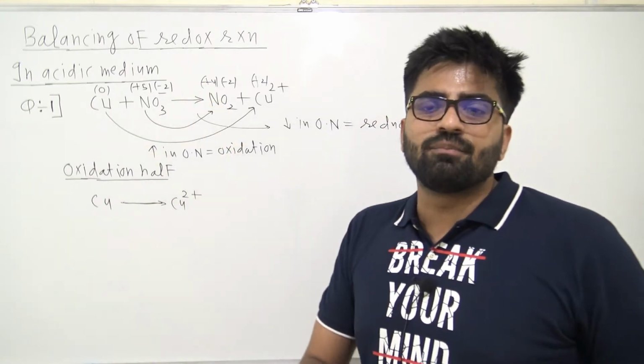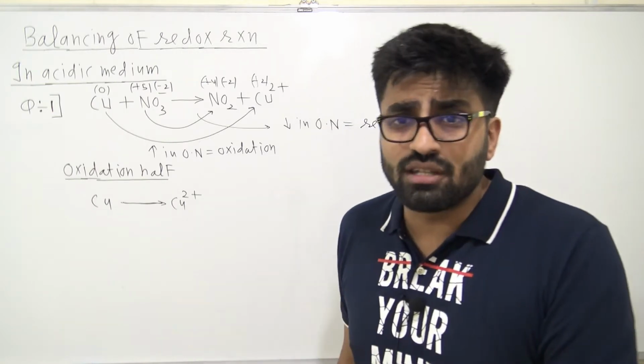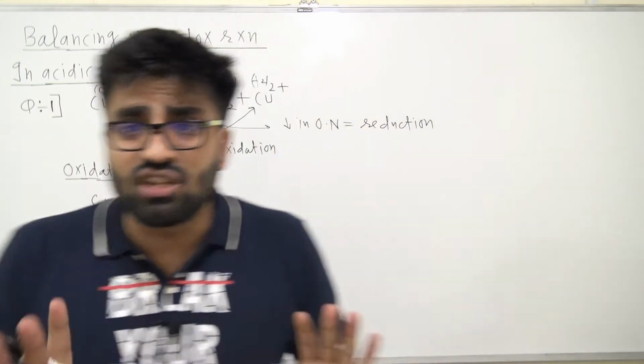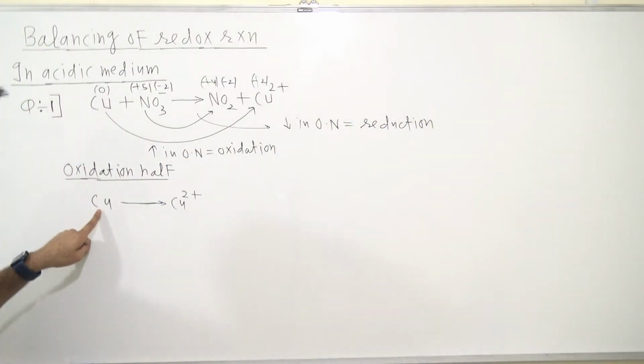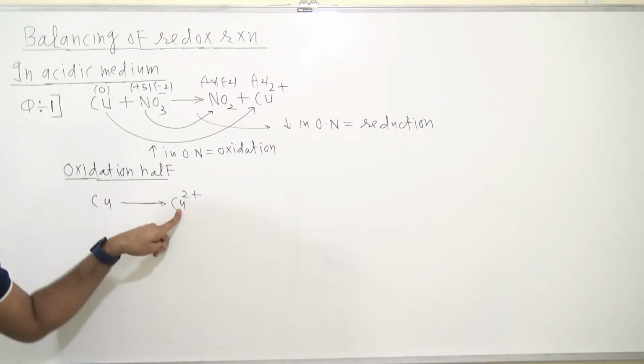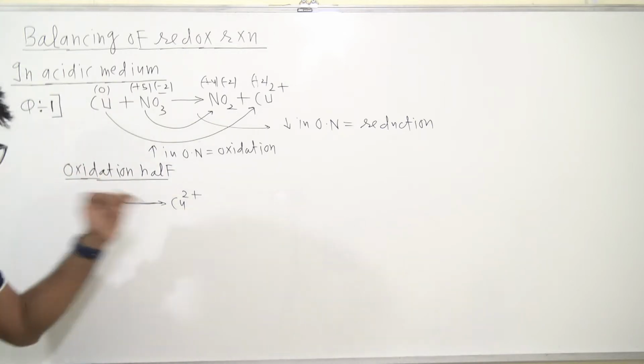After balancing atoms, the next step is to balance the charge. So how to see the charge? In the reactant side, what is the charge? There is 0, because copper has 0 charge. In the product side, what is the charge? +2 charge, right? So I want to balance the charge.